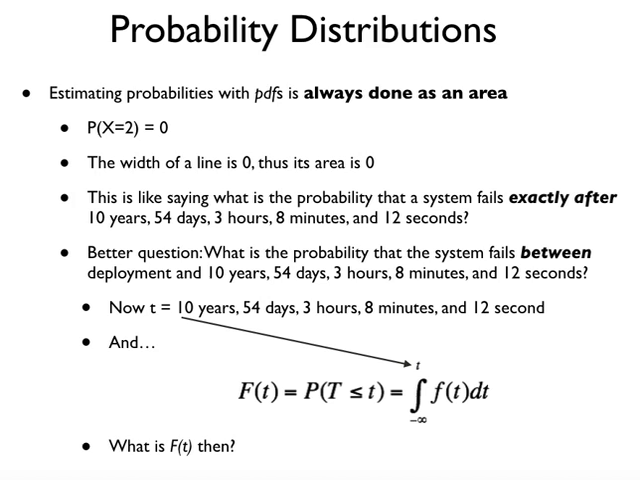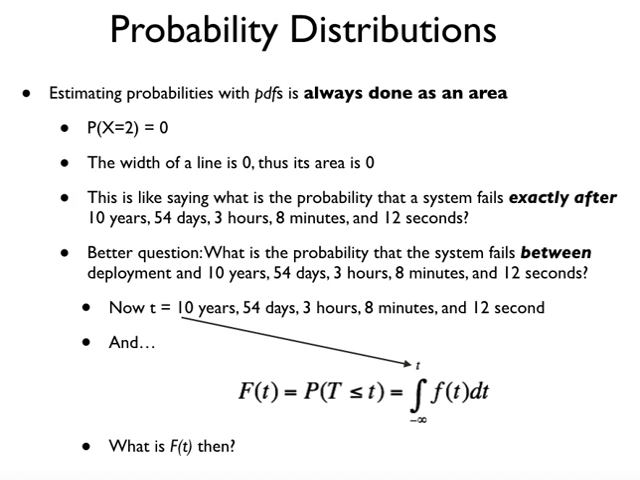But let's take an example. For example, the probability that the random variable x equals 2, and we'll say the random variable x is time to failure. So let's say we're trying to predict the probability that a unit fails exactly at the moment of 2 years. Well, because of the way PDFs work, the probability that it fails at that instantaneous point in time is actually zero.